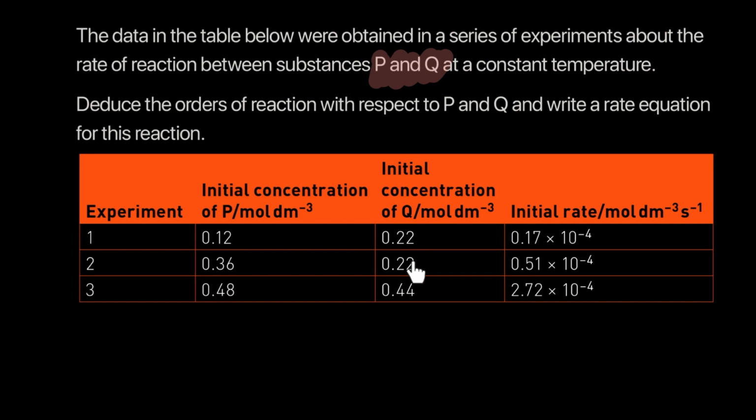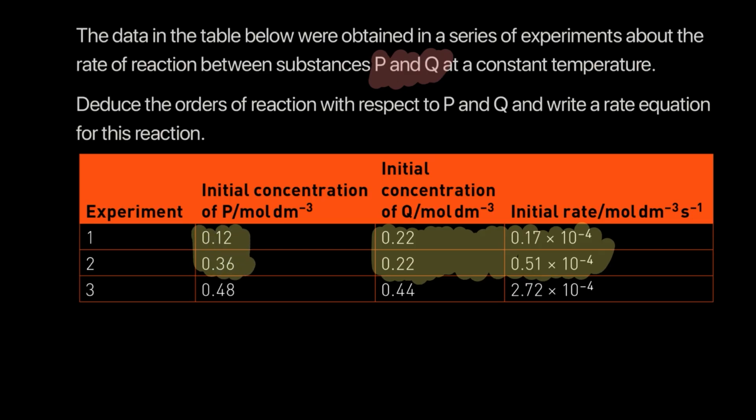Because there are experiments where Q is constant and you can find the order with respect to P, but there's no experiment where P is constant and you can find Q. But let's do it in steps. Easily speaking, I can find out the order with respect to P if I take experiments 1 and 2. Why? Because in those experiments, P is tripling, P is changing by a factor of 3, and Q is not changing. And when I look at the rate, it is changing by a factor of how much? By a factor of 3.